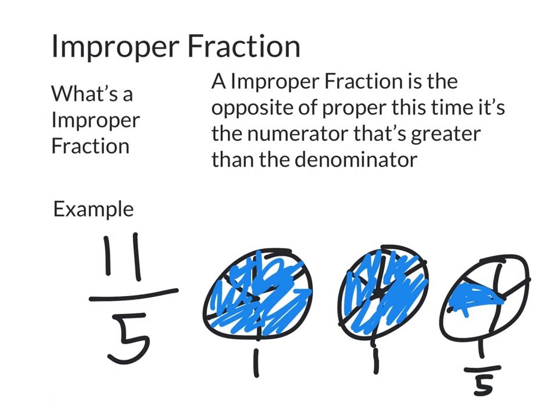So now we just add them up. 1 whole plus 1 whole plus 1/5 is the same as 11/5. So basically you can just write it like this: 2 and 1/5. That's what an improper fraction is.